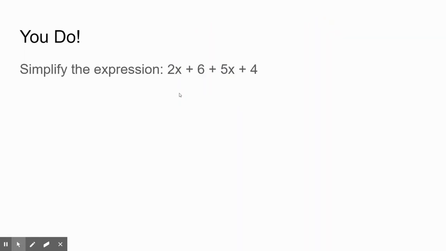Now that we've learned how to simplify an expression, I want you to try it on your own. We have the expression 2x plus 6 plus 5x plus 4. I want you to write this in your spirals or wherever you take notes. Pause the video, give this a try.